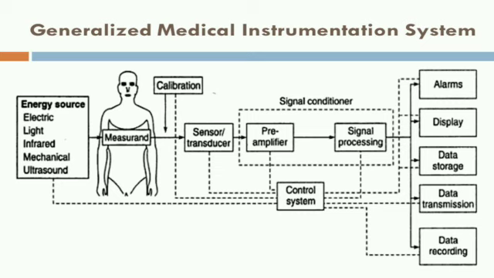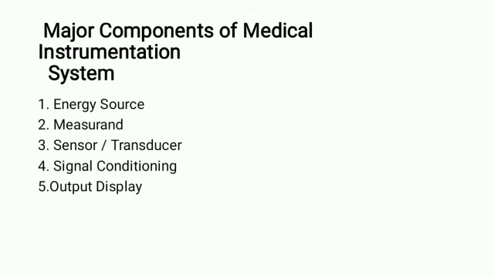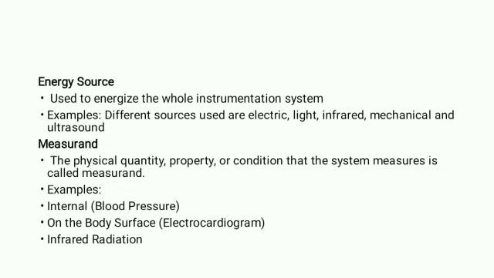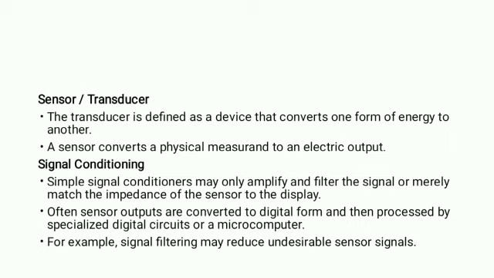It consists of energy source, measurement, sensor or transducer, signal conditioner, output device. Energy source. Energy source is used to energize the whole instrumentation system. Example, electric, light, infrared, mechanical and ultrasound. Measurement. The physical quantity, property or condition that the system measures is called measurement. Example, blood pressure, ECG, infrared radiation.